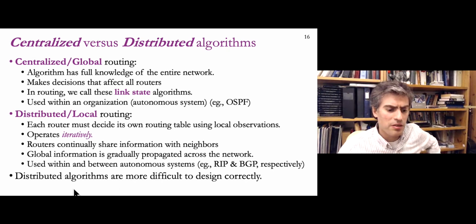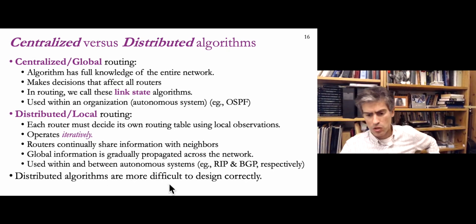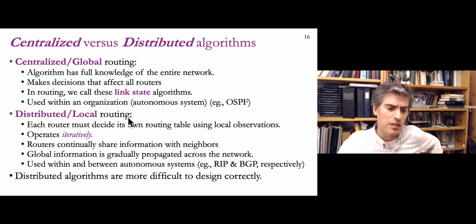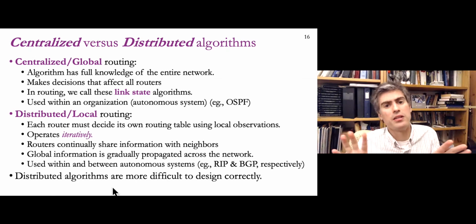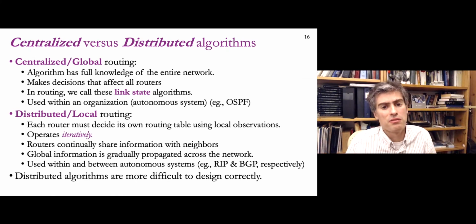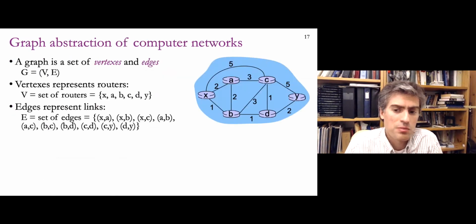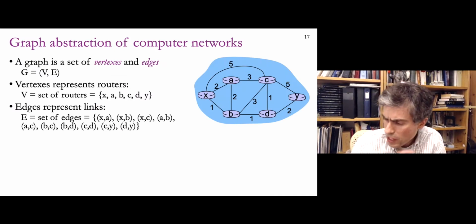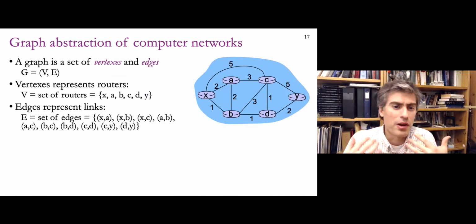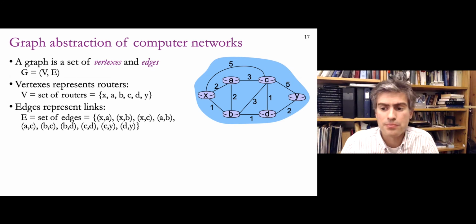So distributed algorithms are more difficult to design correctly because you don't have all the information you need, but in some sense they're better suited to this global routing problem because they allow things to happen in parallel without cooperation of everyone, without sharing a ton of information. So that's a brief overview, but today I'm going to be doing a little bit of a graph theory lesson almost, a mini algorithms lesson on shortest path in networks.